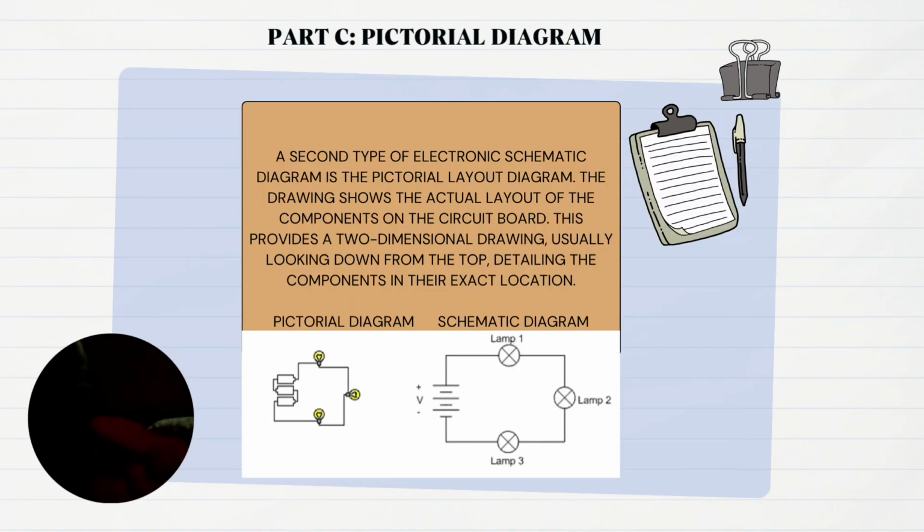Part C. Pictorial diagram. The second type of electronic schematic diagram is the pictorial layout diagram. The drawing shows the actual layout of the components on the circuit board. This provides a two-dimensional drawing, usually looking down from the top, detailing the components in their exact location. On the left side, showing pictorial diagram. On the right side, showing schematic diagram of the same circuit.